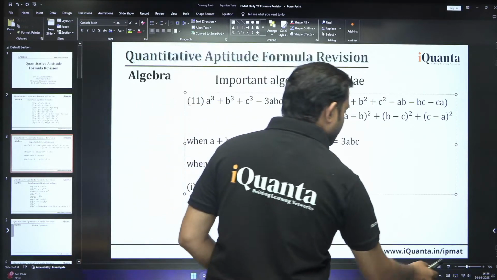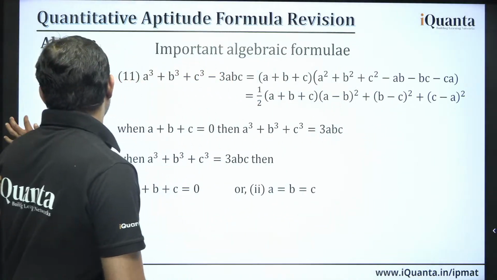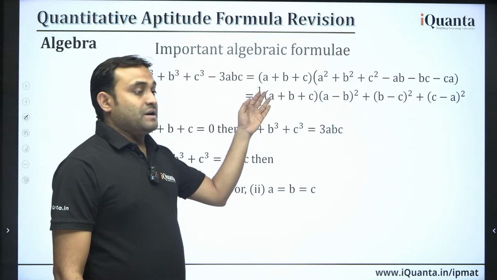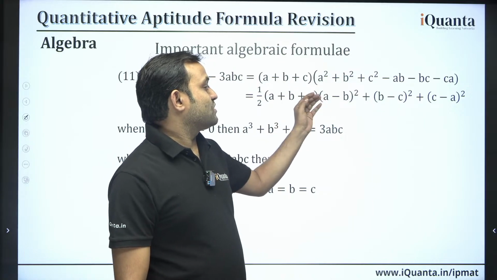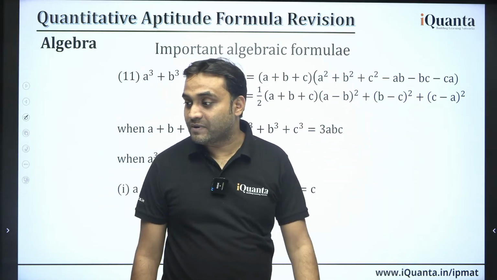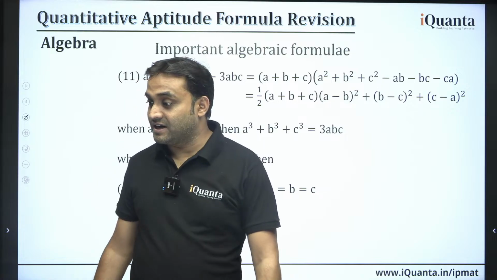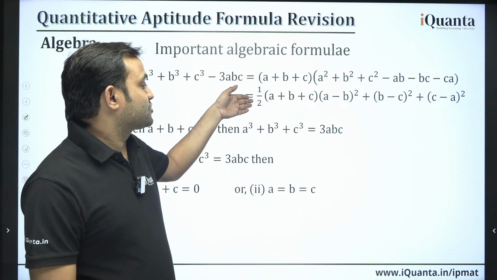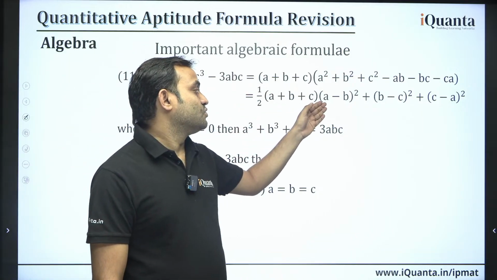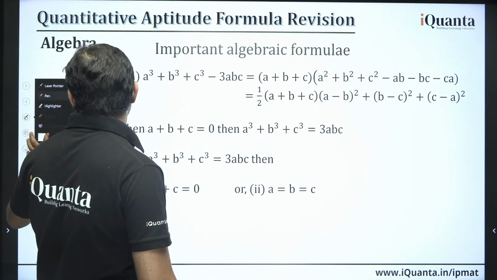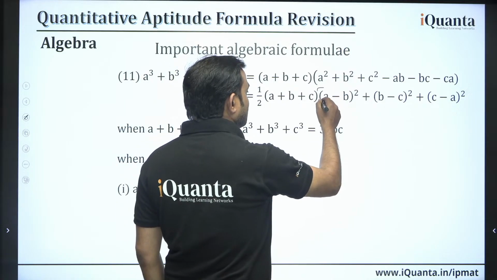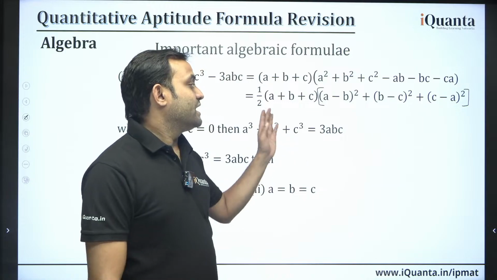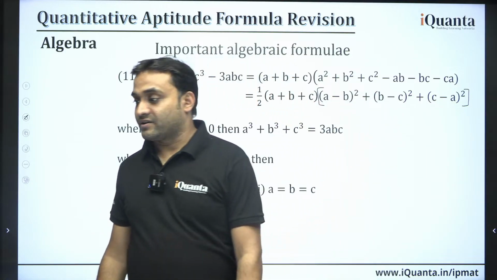Yeah, now you can note it down freely, you won't have any issue. So it will be a plus b plus c into a square plus b square plus c square minus ab minus bc minus ca, right? And then we can also write it as 1 by 2 into a plus b plus c into (a minus b) whole square, (b minus c) whole square and (c minus a) whole square. This will come in one bracket, right?